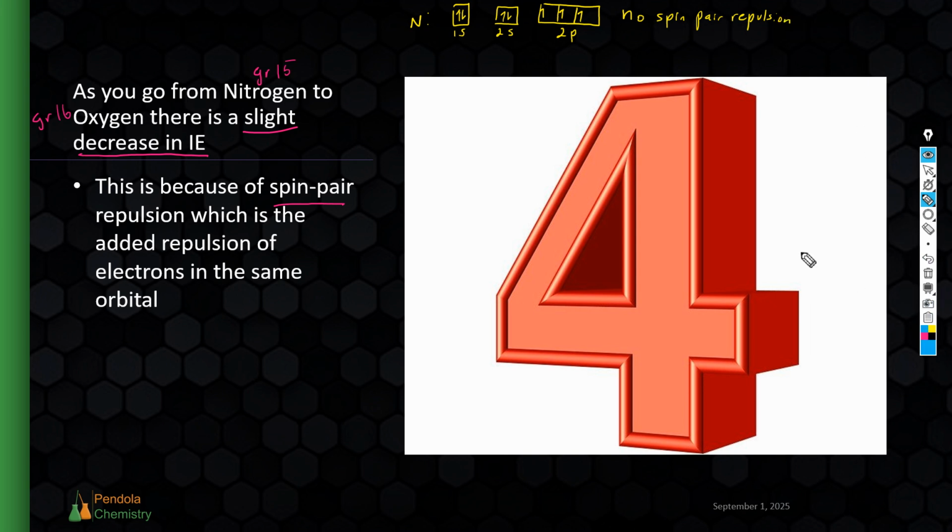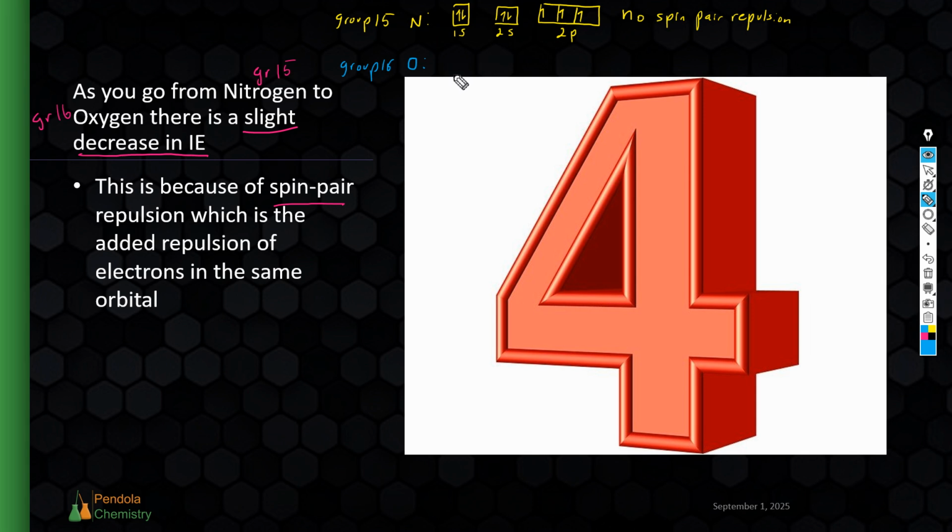Now, if we look at oxygen, on the other hand, oxygen has 1 more electron. Again, these are representatives of group 16 for oxygen and group 15 for nitrogen. This is going to happen between these two groups regardless, but we'll take nitrogen and oxygen as an example.